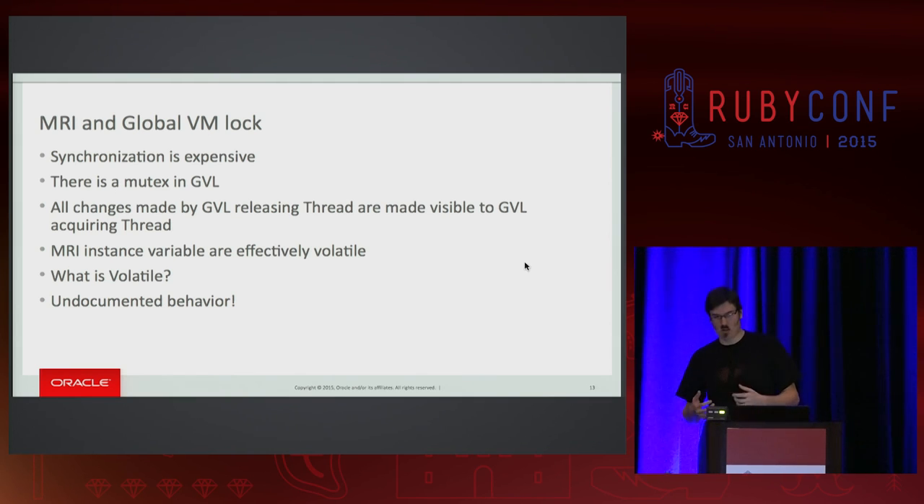And volatile means that if you write to a volatile variable, all readers will immediately see the current value. If you read from a volatile variable, you cannot get a stale or some old cached value. And I have to warn you that this is actually undocumented behavior, even though much Ruby code and many libraries depend on it, intentionally or unintentionally.